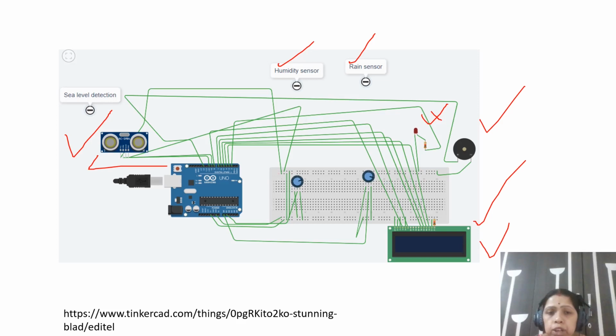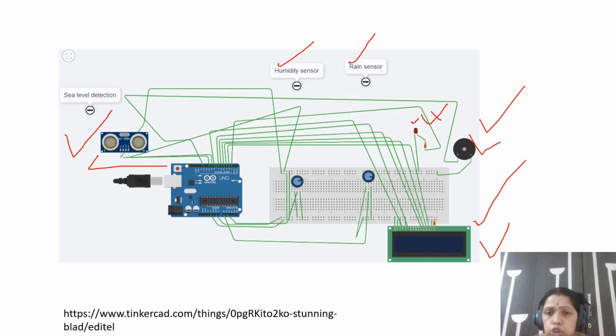The ultrasonic sensor also has four pins: VCC, ground, the trigger pin, and the echo pin. The trigger and echo should be connected to digital pins. For the LED and buzzer, you can connect both or any one to any digital pin of the Arduino, because it will just be turned on or off, buzzer on or buzzer off.